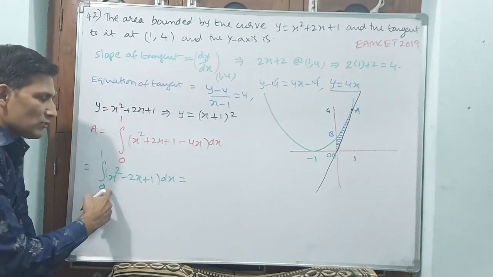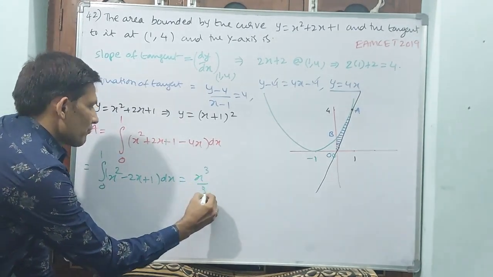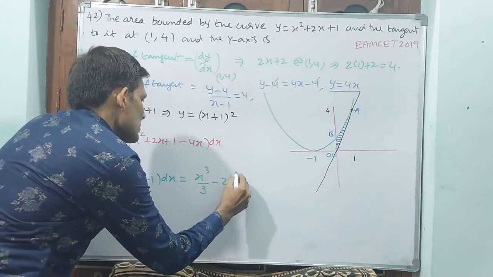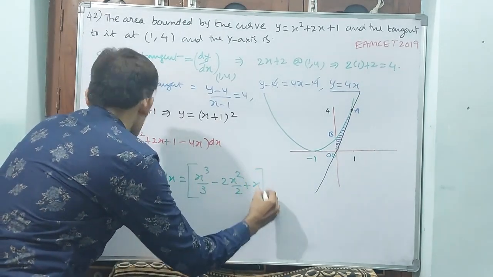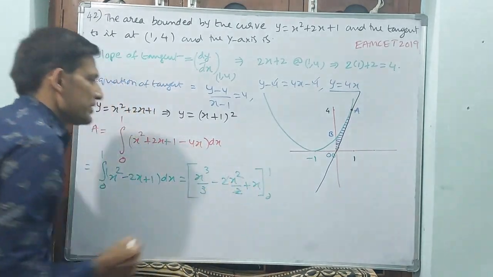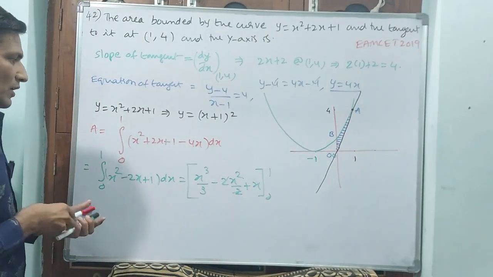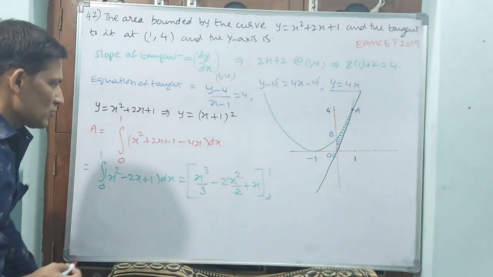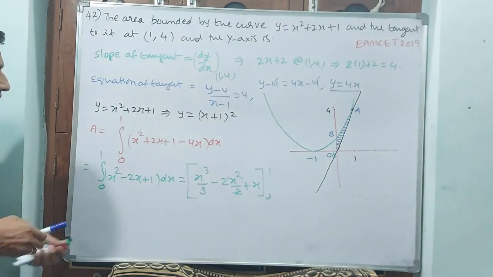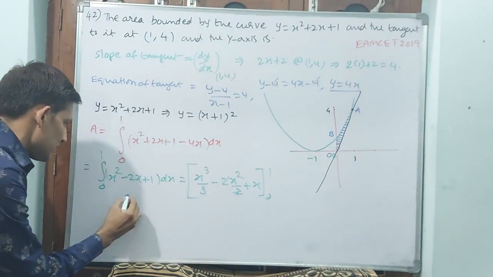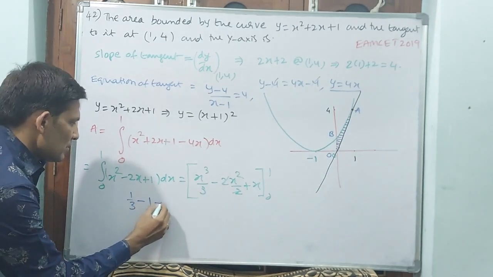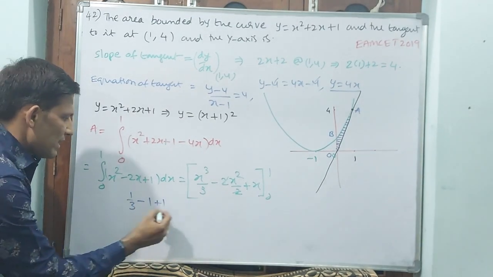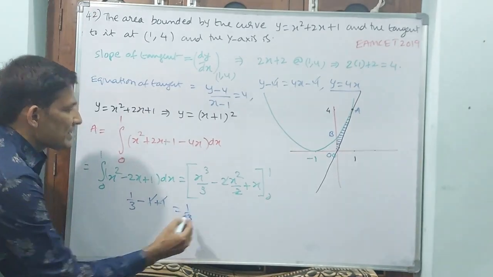Okay, that is equal to x cube by 3 minus 2 x square by 2 plus x, from 0 to 1. You see, the 2 is going to get cancelled out. 0 you need not apply, all zeros it is going to become, but rather than 0 we apply 1. 1 by 3 minus 1 plus 1. That's all, minus 0. Plus 1 minus 1 will get cancelled. 1 by 3 will be your answer.